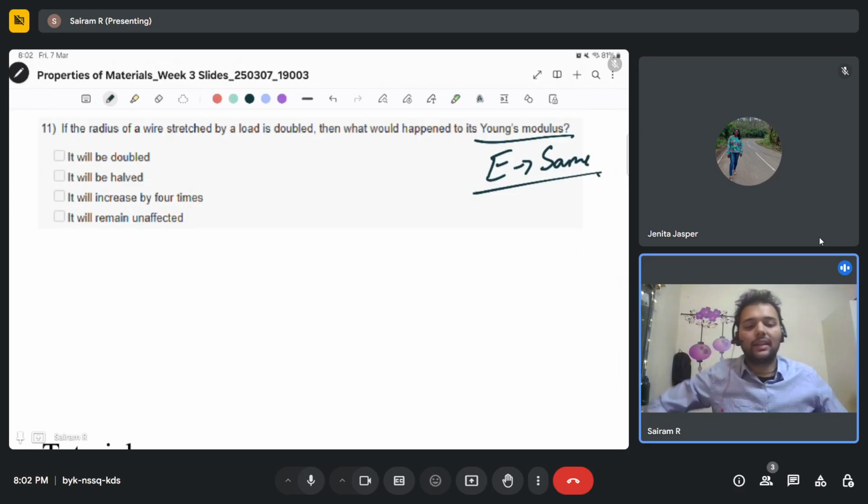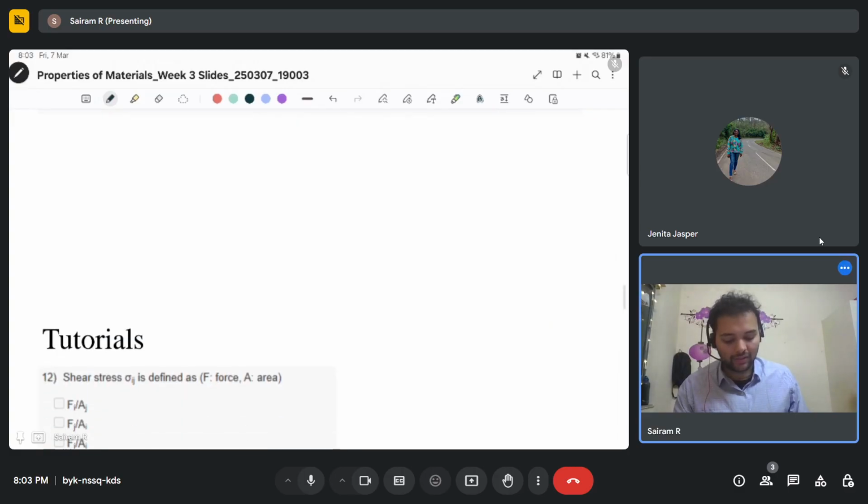Only when there is anything that might change the bond energy of the system will there be any change to our Young's modulus. Till the time the bond energy of the system, which is dependent on the composition, the elements present, the nature of the system, is preserved, it is going to remain unaffected. So the answer for this is also the same. It will remain unaffected.